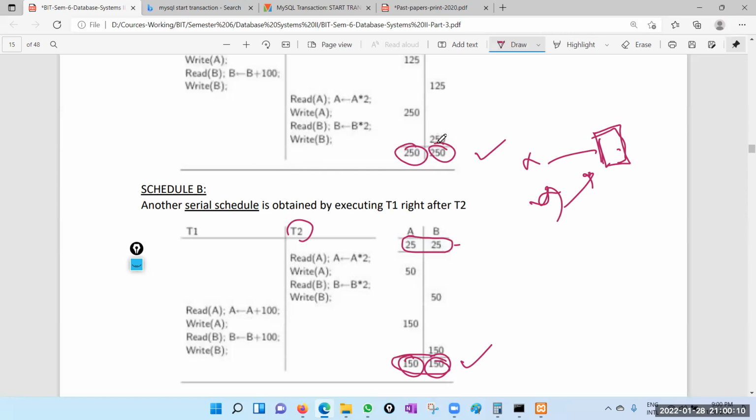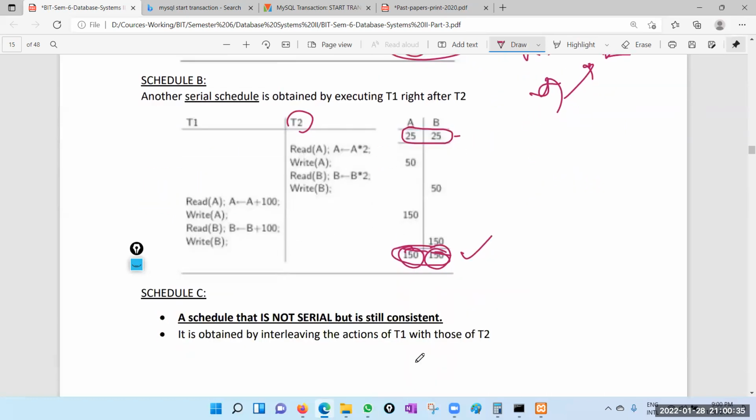So it doesn't matter whether the final balance is 250 250 or 150 150, both are valid. What we care about is whether it is valid or not. As long as it doesn't violate rules, that is fine. Okay. So now you have two serial schedules that result in two different final outcomes. Both are okay.